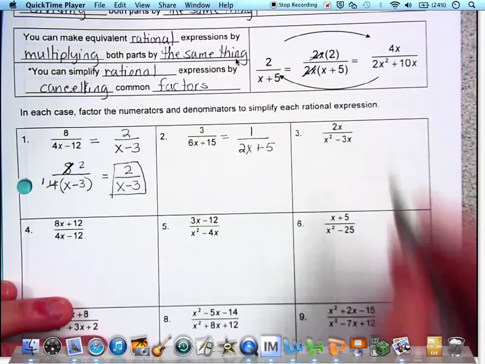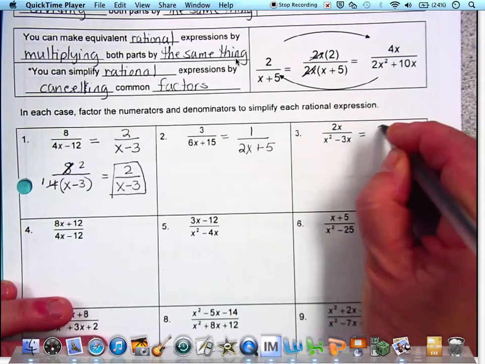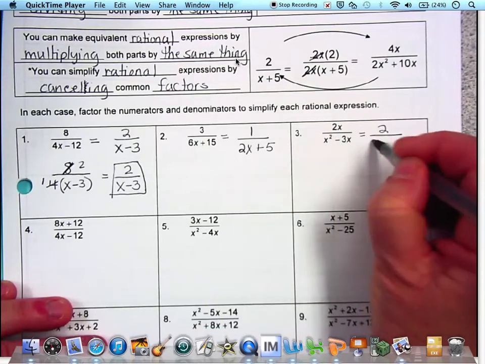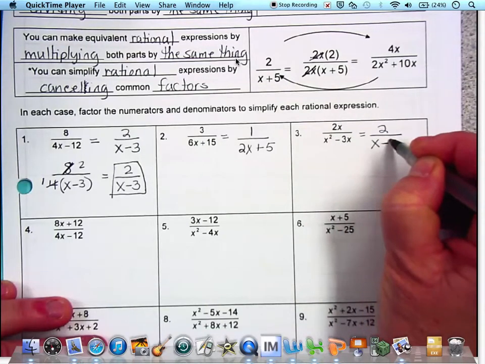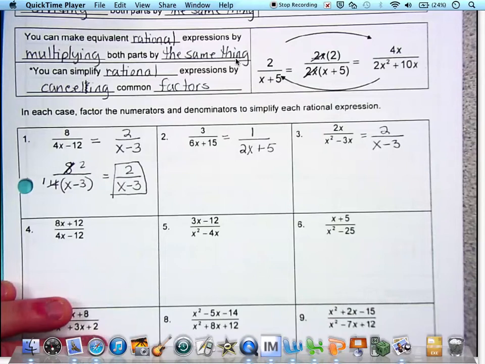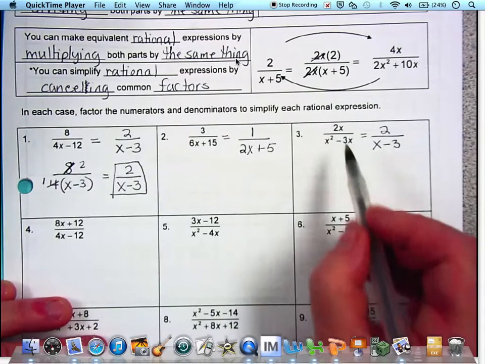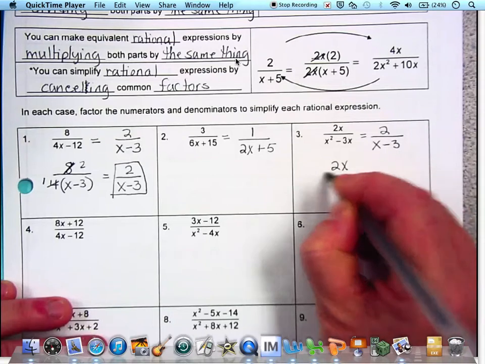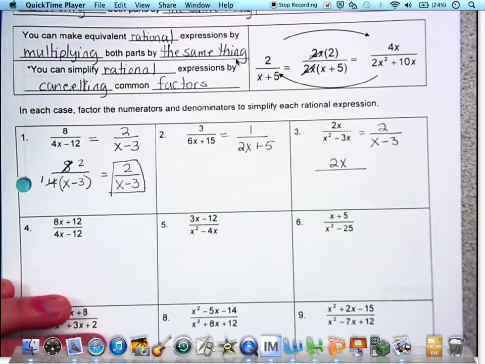All right, so in the top you would have 2 over x minus 3. Okay, and an x away from that would leave you with an x minus 3. Same as the first one. Okay, now I'm going to show you this one a different way. Okay, we can't factor anything on the top, so we leave the 2x on the top.